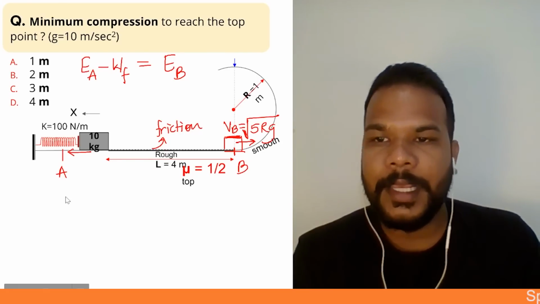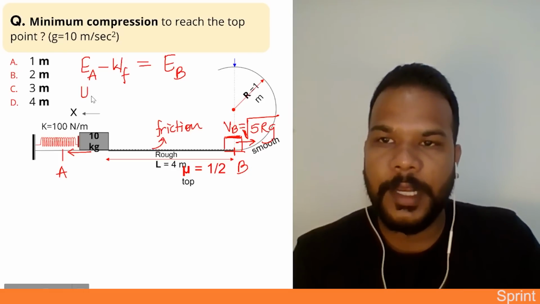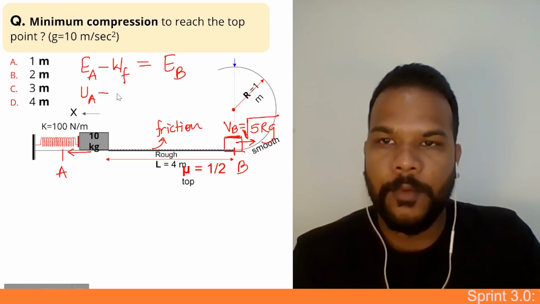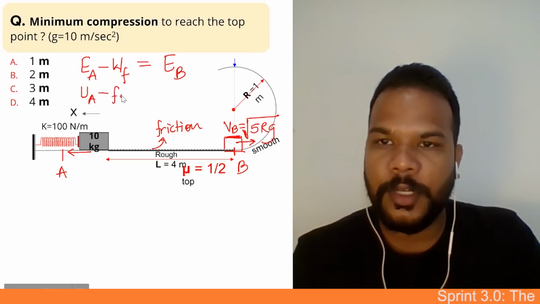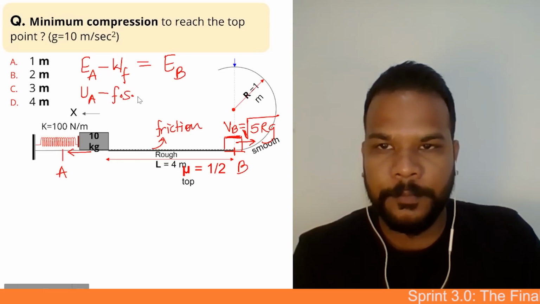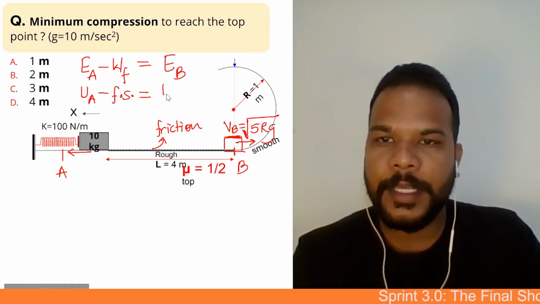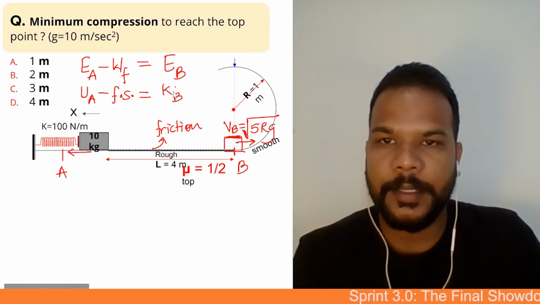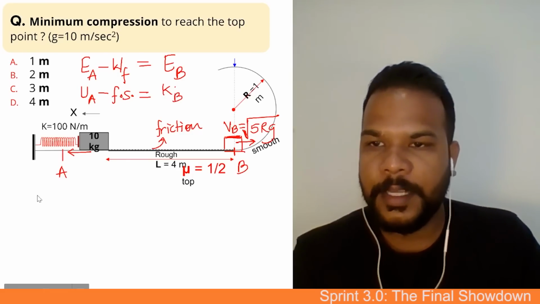Now energy at A is totally potential energy. Potential energy of the spring is at A. Work done by friction is basically friction into displacement, and energy at B is basically kinetic energy at B. So here we carry forward this same equation.